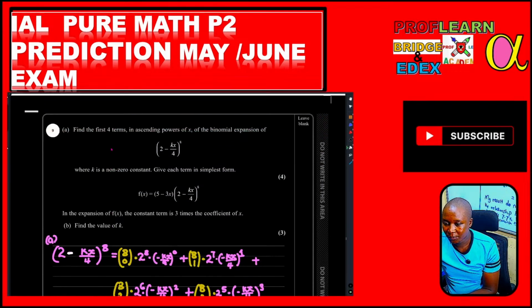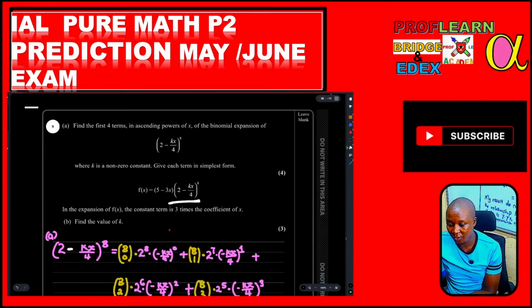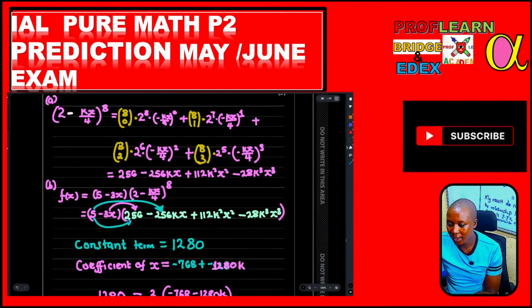Then you are told we have a function f of x where 5 minus 3x is multiplied by 2 plus kx over 4, to the power 8, and whatever they are talking about here is what we have expanded. So this part that we have here can be replaced with the expansion of the first 4 terms that we had gotten. So basically that's why you see I decided to have them well seated here.